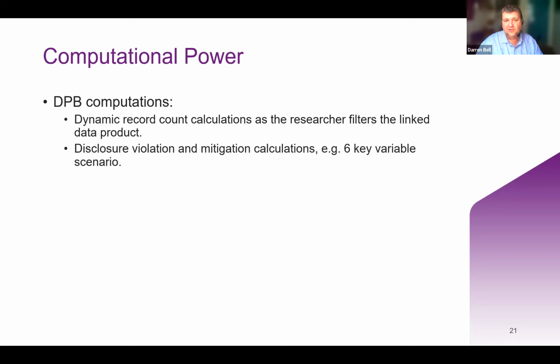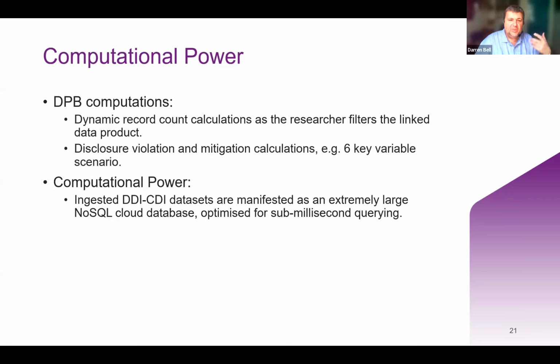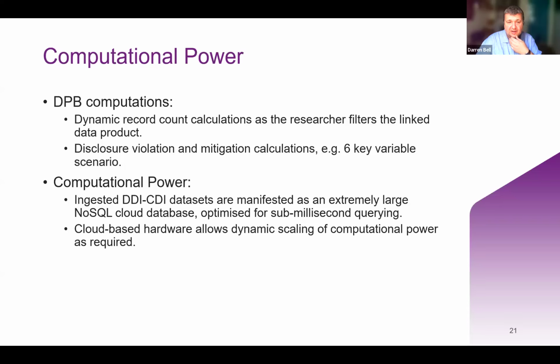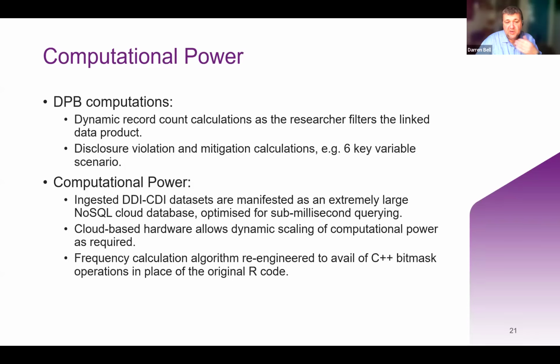So there's a lot of computational power that's needed to do this enhanced curation. We run all of this on cloud, and currently we spend about $800 a month on this. So it's not trivial amounts of money, but it's not absurd amounts of money either. So the DDI data sets are put on that NoSQL cloud database. They're optimized for sub-millisecond querying. And we use EC2 instances, which are virtual machines, to do that computation on AWS.